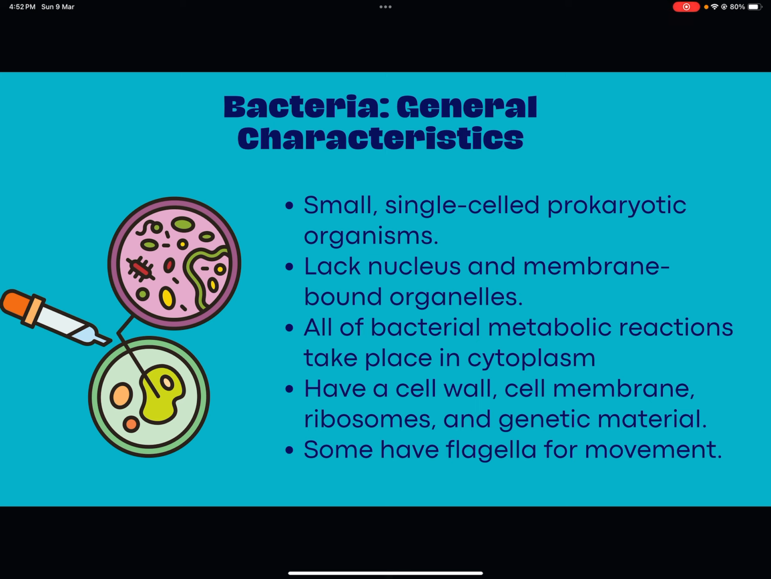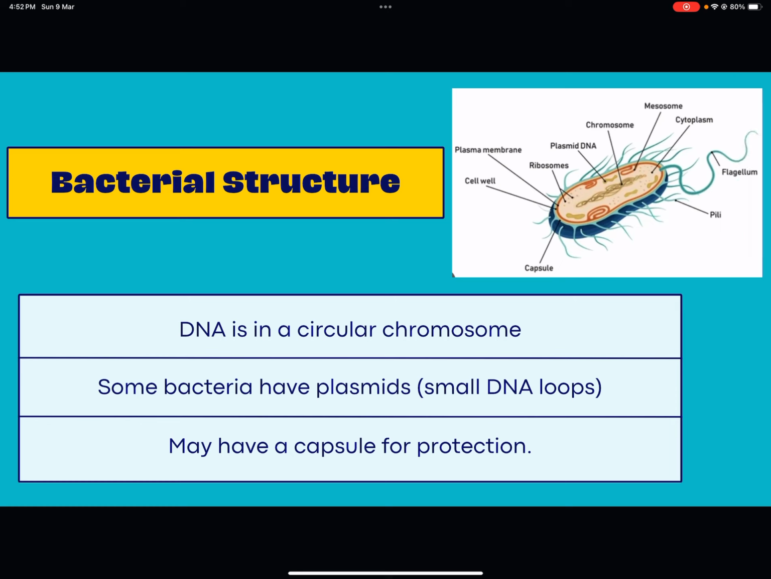However, remember their cell wall is not made up of cellulose like in plants, and they have genetic material, while some might have a flagella in order to move. So this is just a small figure to show you the bacterial structure. As you guys can see, the chromosome is lying freely in the cytoplasm. It's not enclosed in a nucleus, such as in eukaryotic organisms. And you guys can see the cell wall. Some even have a capsule for protection, and also some have plasmid DNA.